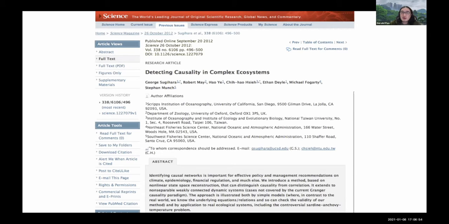And although this was done for ecology, and I did my postdoc with George Sugihara, this is basically a method that allows you to find causal relationships from time series, and you can actually find causal relationships of time series even when there is no correlation.